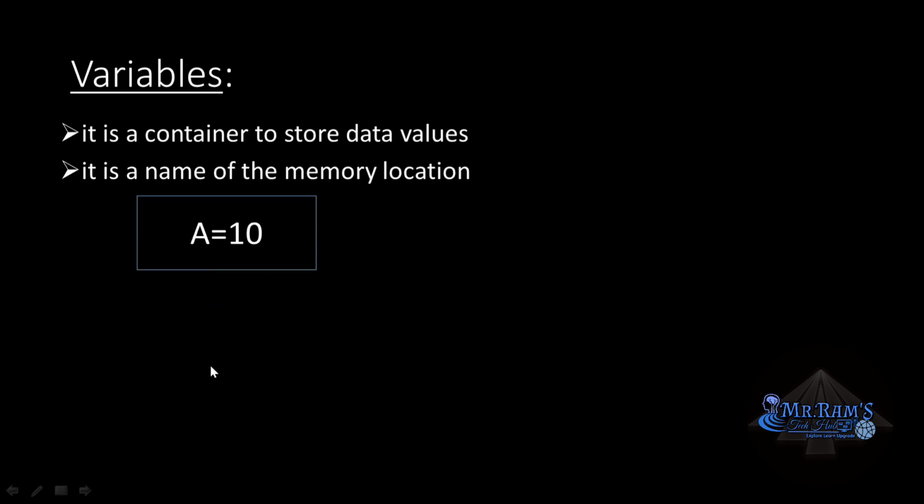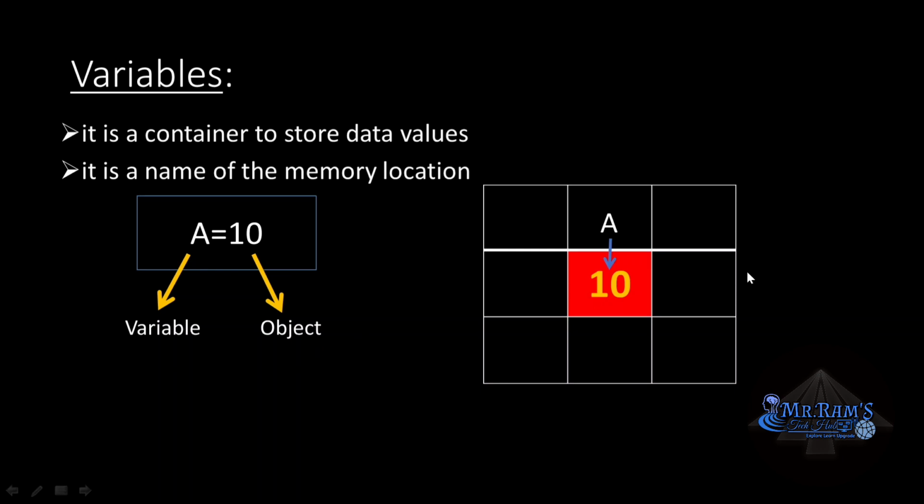Suppose a equals 10. Here a is the variable name and 10 is the object. Here 10 is the data stored in the location named a. This a is a variable and 10 is the object. Suppose 10 is stored in a memory location; that location's name is a. So what is a variable? It's the name of the memory location, right? The data 10 is stored in memory, and that location is named with the help of this identifier.